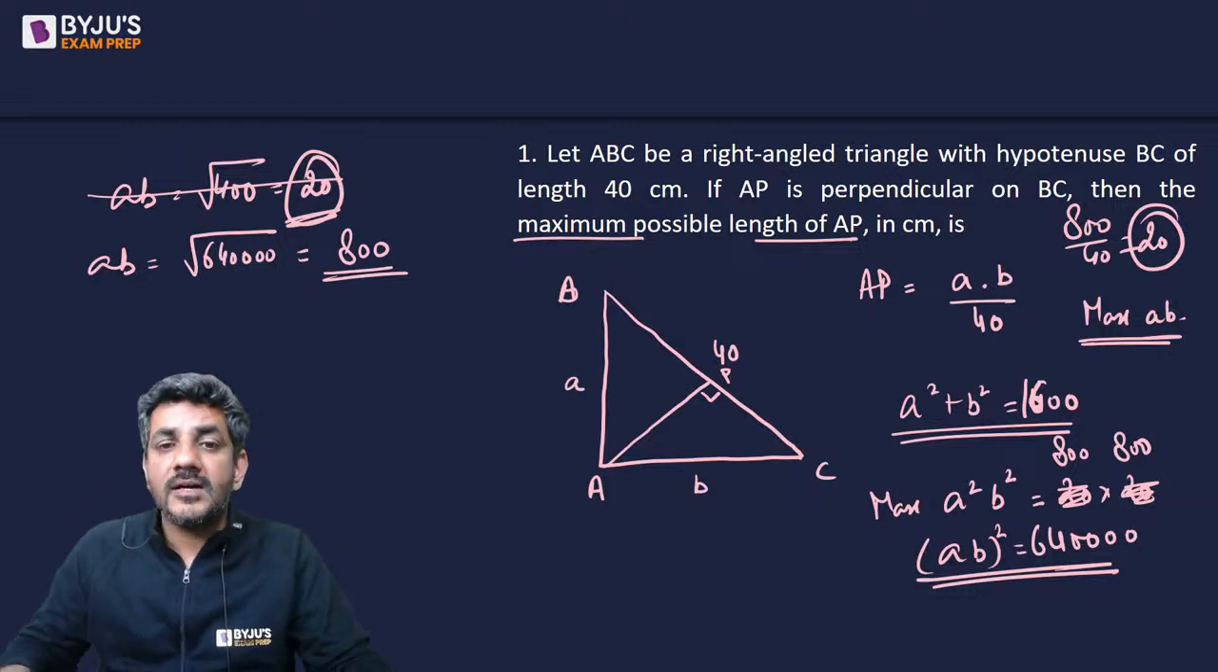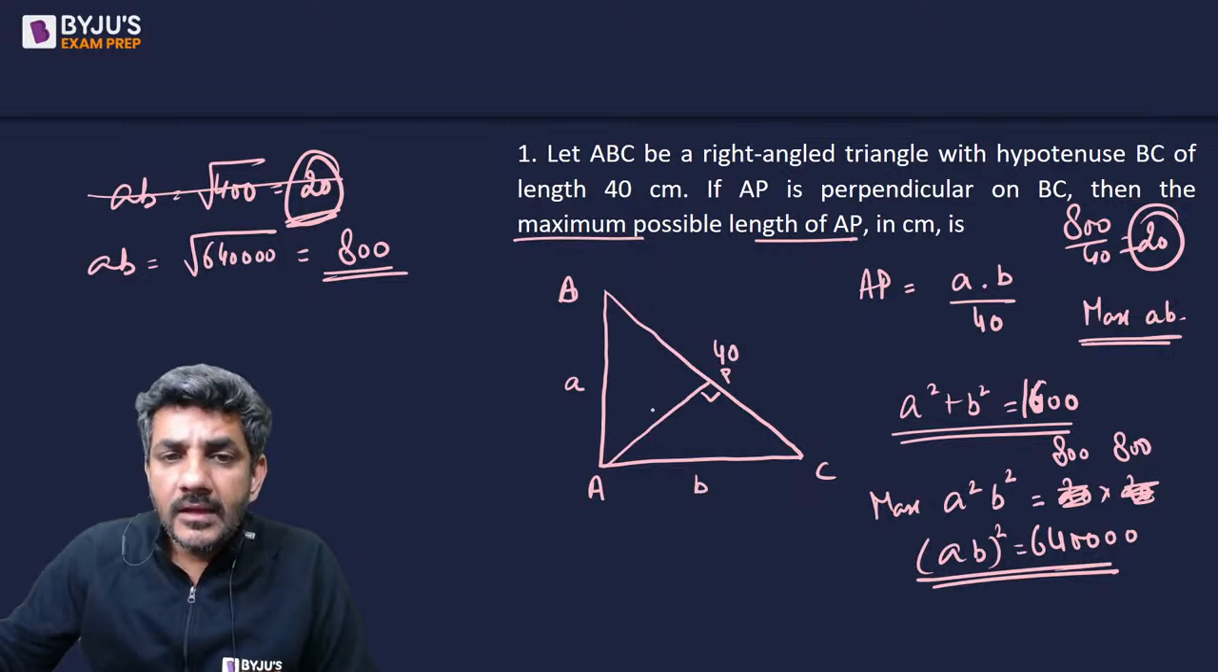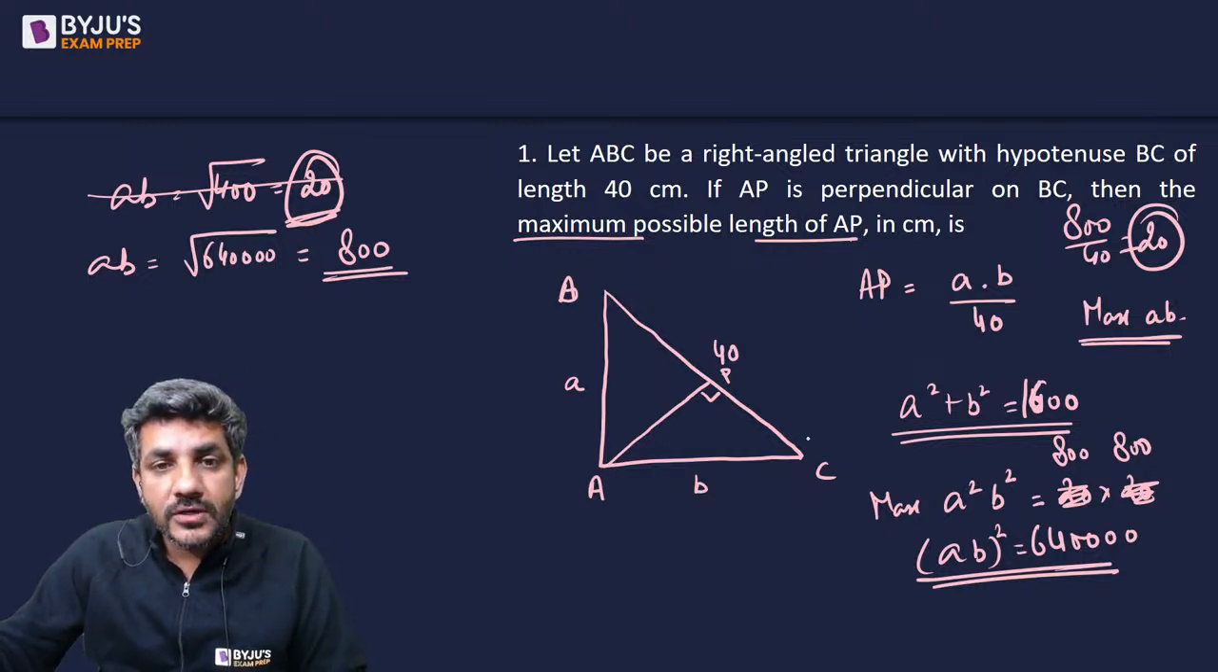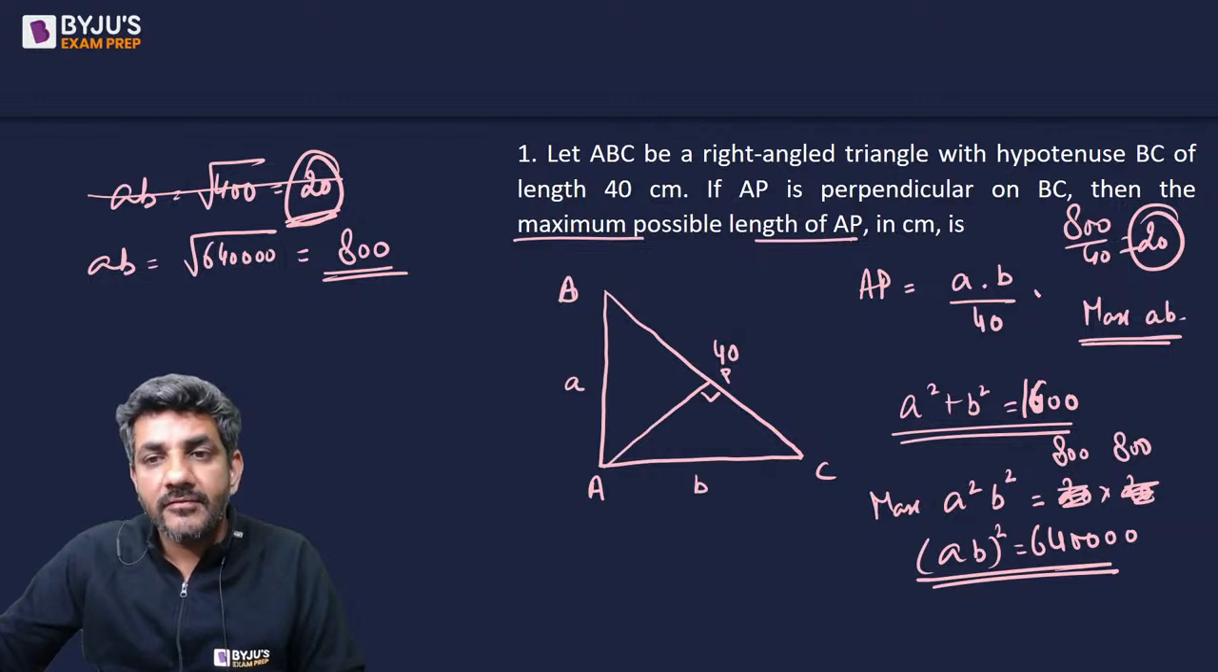In between, I wrote those figures wrongly, so let me tell you again. The length of AP is given by perpendicular into base divided by hypotenuse, that is A into B divided by 40.